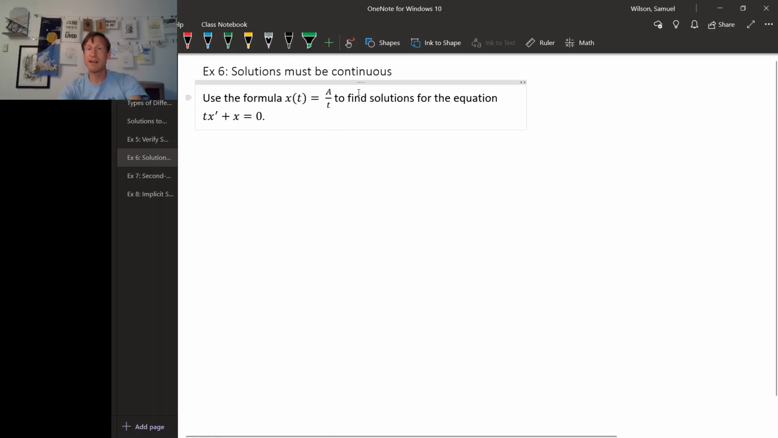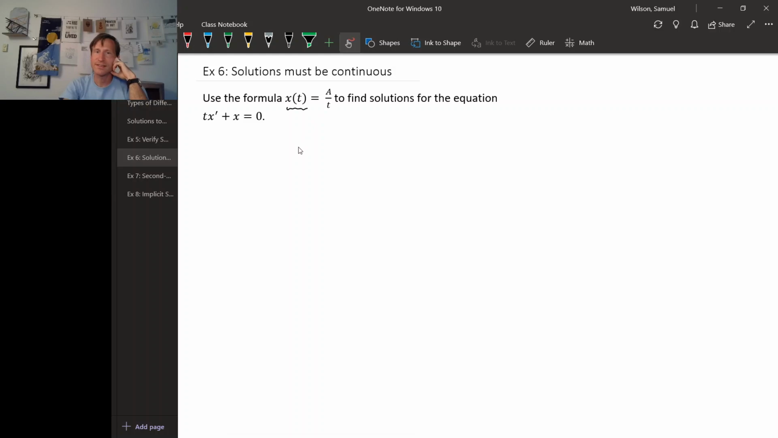Let's look at a few more examples of solutions to differential equations. So for this first example, let's use this formula for x. X is capital A over t, to find solutions to this differential equation: t times x prime plus x equals 0. Sort of implicit in this setup is that t is the independent variable and x is the function, and this derivative here, x prime, is really dx/dt.